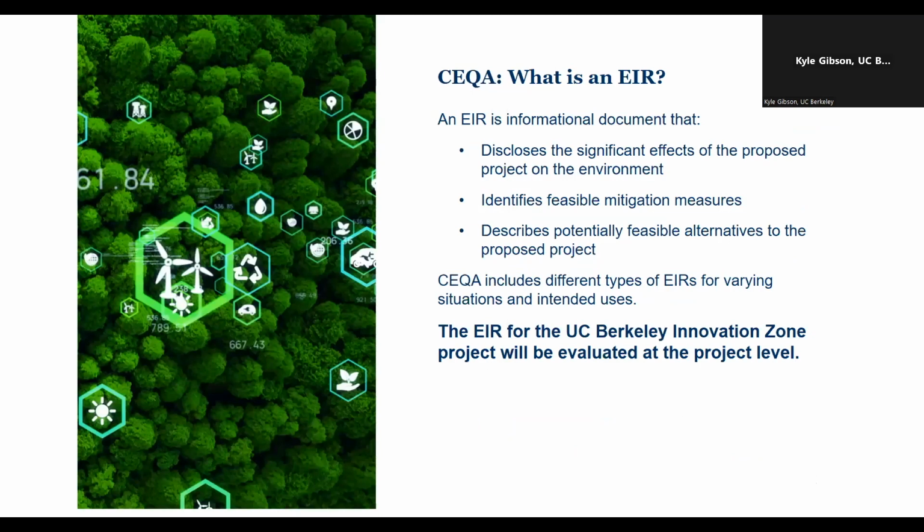What is an EIR? An EIR is an informational document that discloses the significant effects of the proposed project on the environment, identifies feasible mitigation measures, and describes potentially feasible alternatives to the proposed project. CEQA includes different types of EIRs for various situations and intended uses. Project-level EIRs are appropriate for specific development projects such as the Berkeley Innovation Zone project.